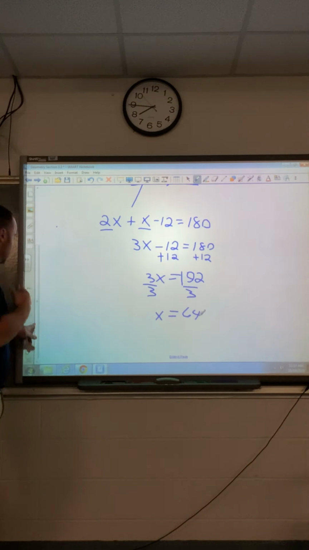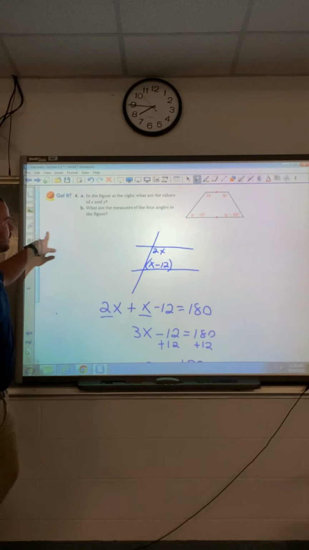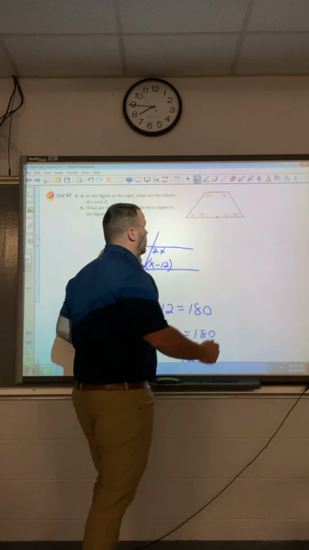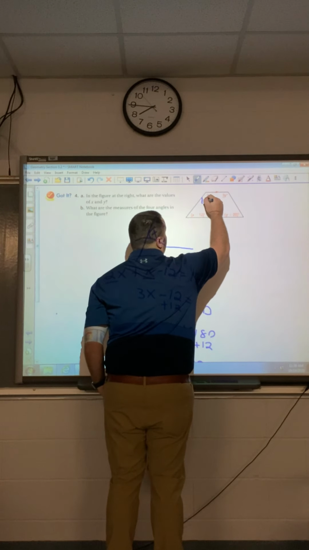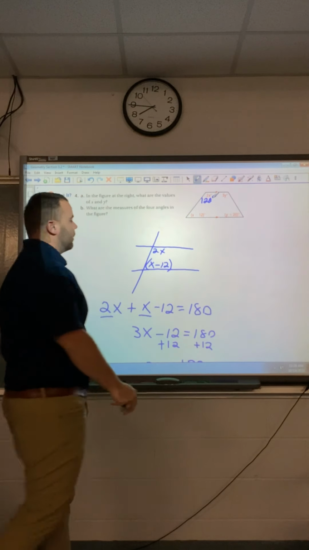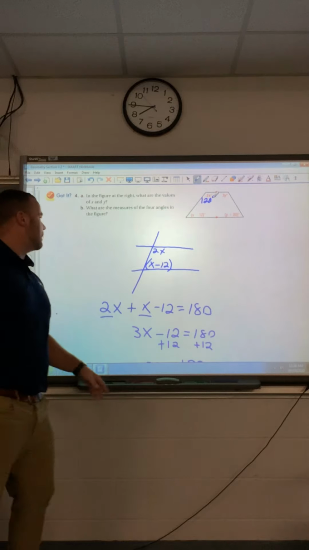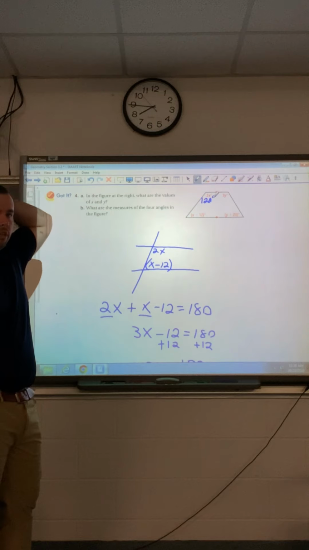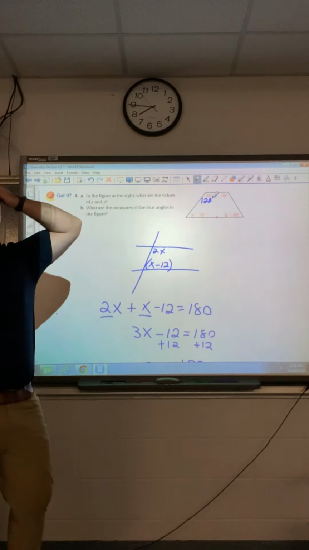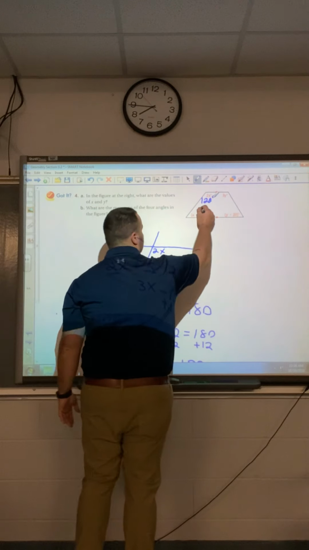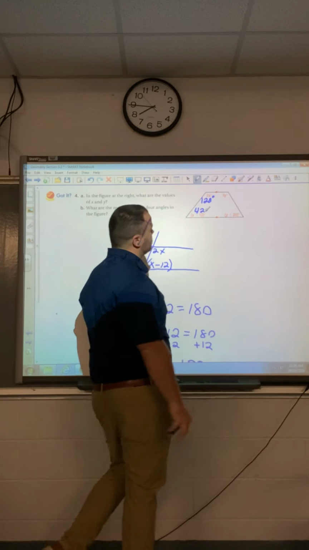All right, now let's go back to the frame. X equals 64 degrees. So what does this angle right here equal? 64 times 2 is 128 degrees. And then I could plug it in and do 64 minus 12, right? Or I could do 180 minus 128, either one. So 64 minus 12 is what? 42.